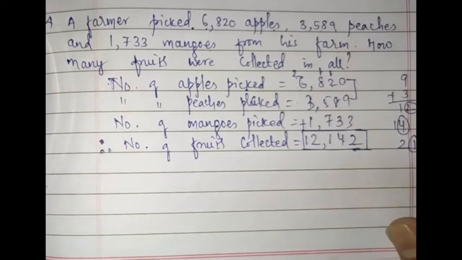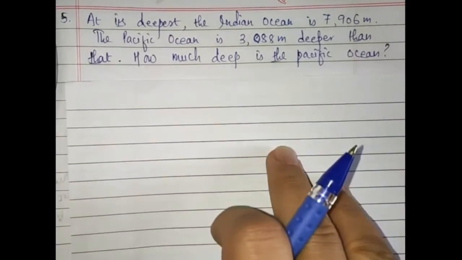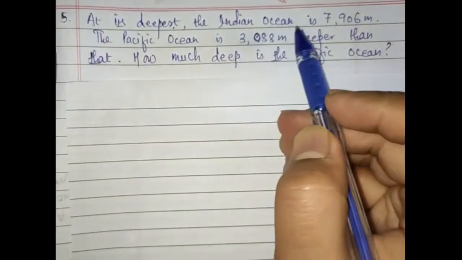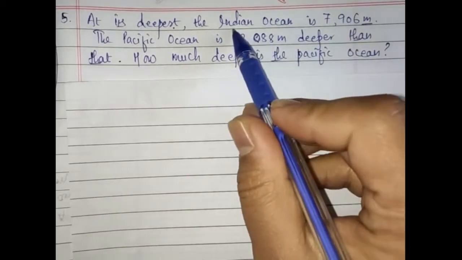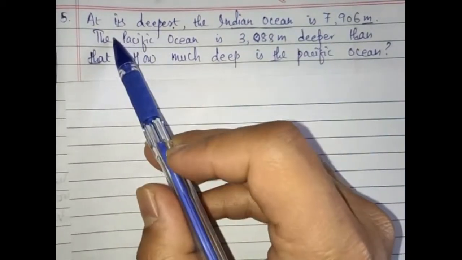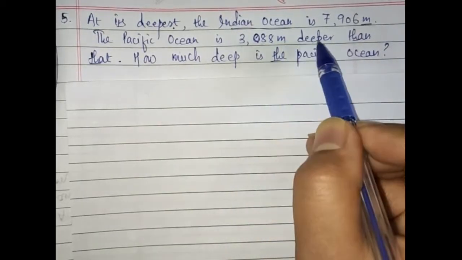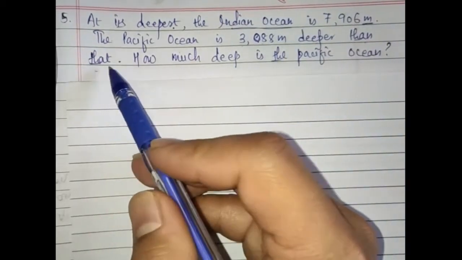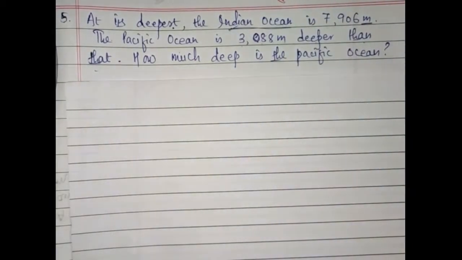So our question number 4 is also over. Let us proceed to question number 5. Here we have question number 5, and it states that at its deepest, the Indian Ocean is 7,906 meters. The Indian Ocean, you know, right? The Pacific Ocean is 3,088 meters deeper than that. Deeper than whom? Deeper than the Indian Ocean. So which one is bigger? That we are going to find.